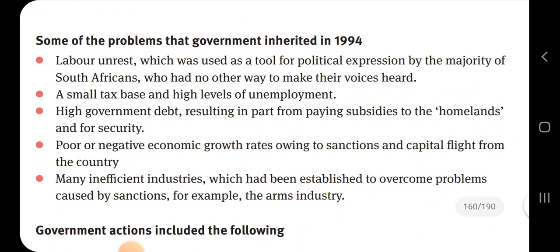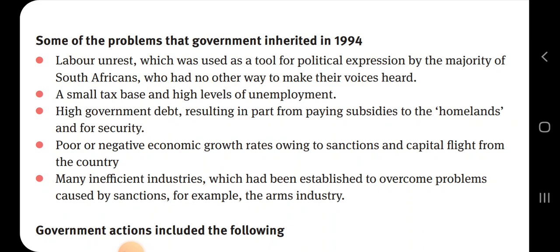Some of the problems that the government inherited in 1994 include labor unrest, which was used as a tool for political expression by the majority of South Africans who had no other way to make their voices heard. So even now, when people want to be heard by the government, they ban things and so on. It's what the government has inherited, because that is the way they used to fight during the apartheid era.